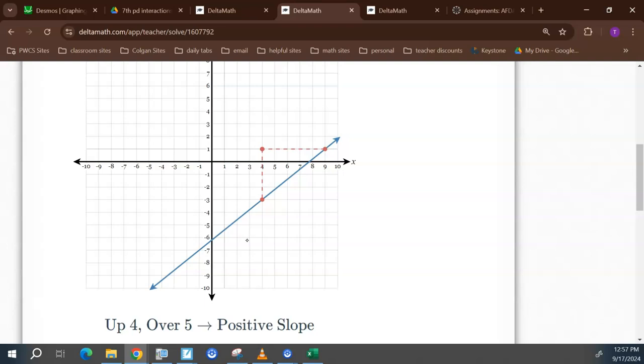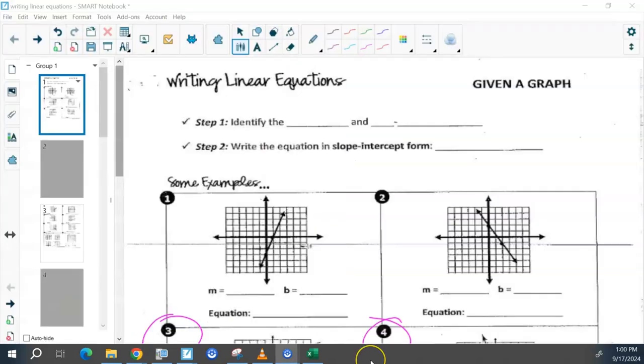Okay. Other Delta Math questions before we move on? Okay. You guys can grab gumballs now or later. Okay.